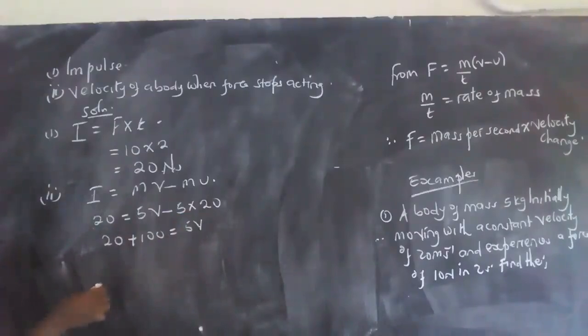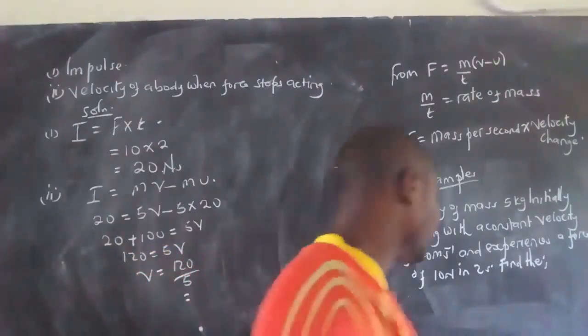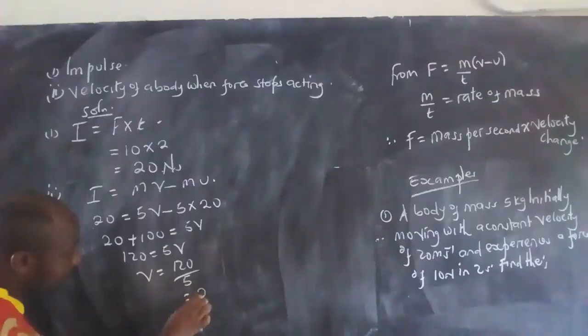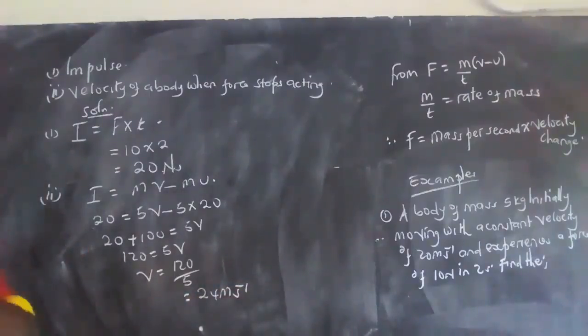So this becomes 120 is equal to 5v. Our v will become 120 divided by 5. I think I'll use a calculator. That's 24 meters per second. Is that okay?